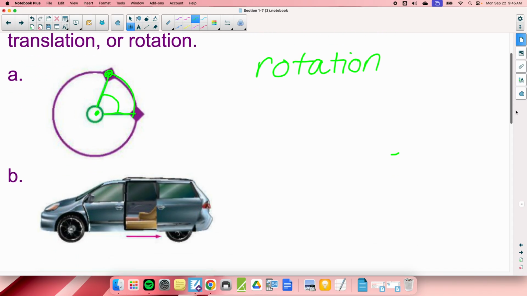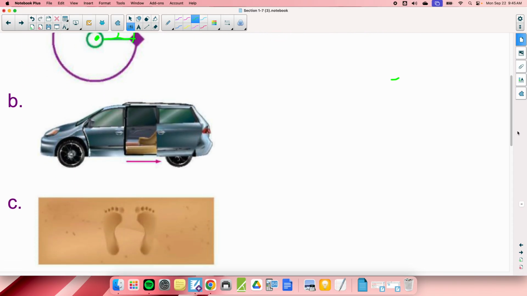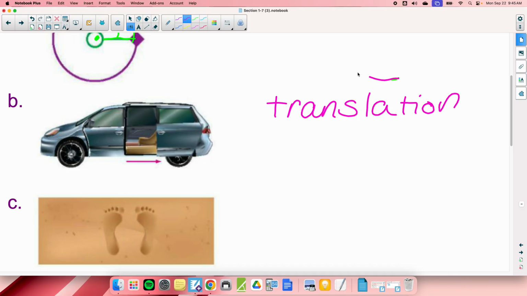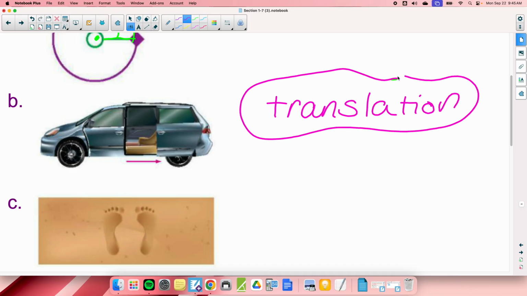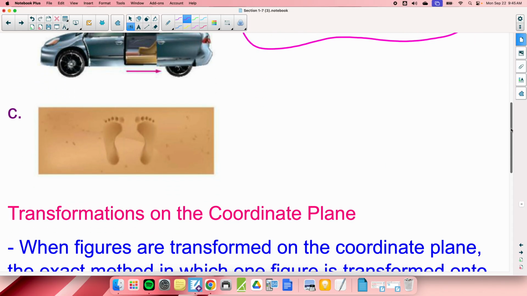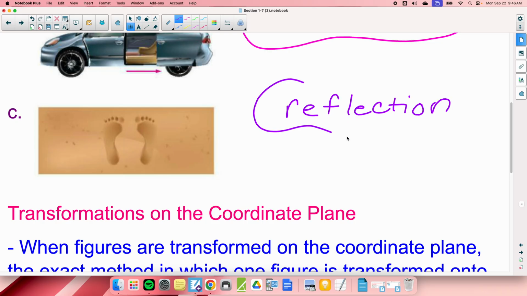Okay. What if you had a vehicle that had a sliding door? What would that be called? Translation, good. And then what if you had footprints in the sand? What would that be like? Reflection, very good.